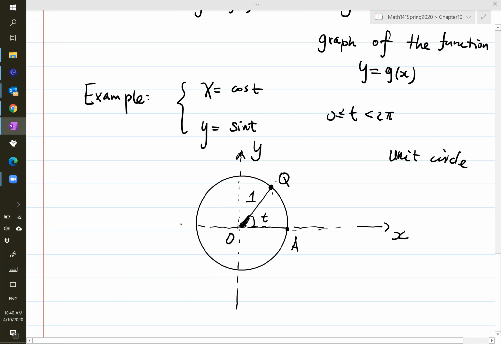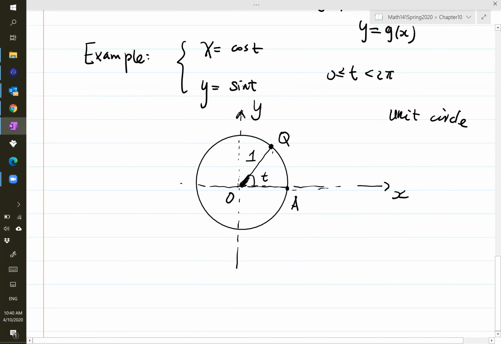Suppose the angle is t. Then how do we determine Q? You can determine the coordinates of Q, x and y, by solving a right triangle. The x coordinate of Q is cosine of t. The y coordinate of Q is sine of t.